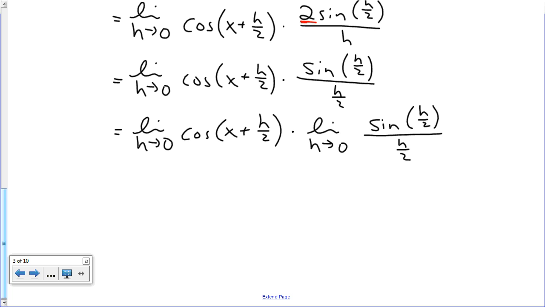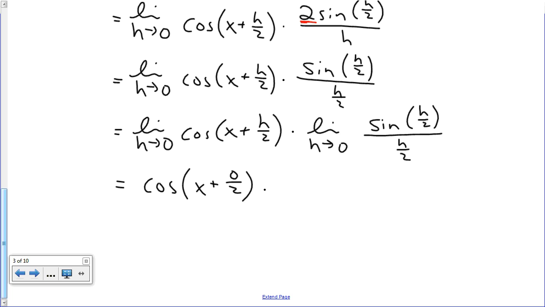And actually we're ready to evaluate these two limits just in the form they're in now. If I let h go to 0, just using substitution, I'll have a cosine of x plus 0 over 2, of course, which 0 over 2 is just 0. So there's where the cosine of x is going to show up.